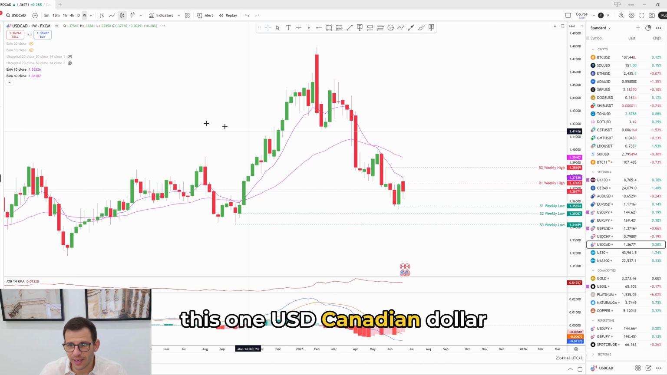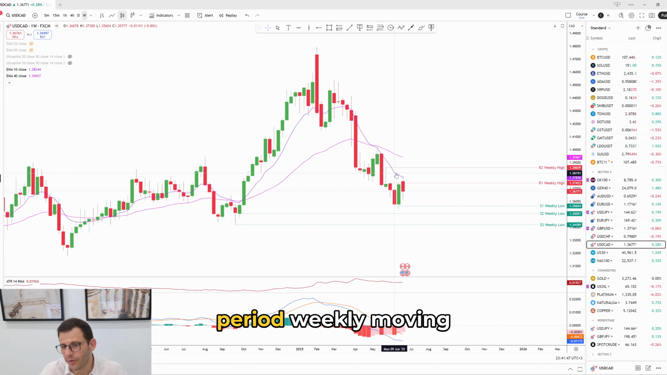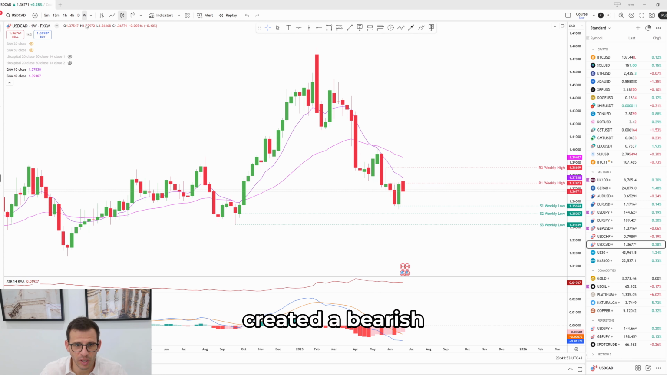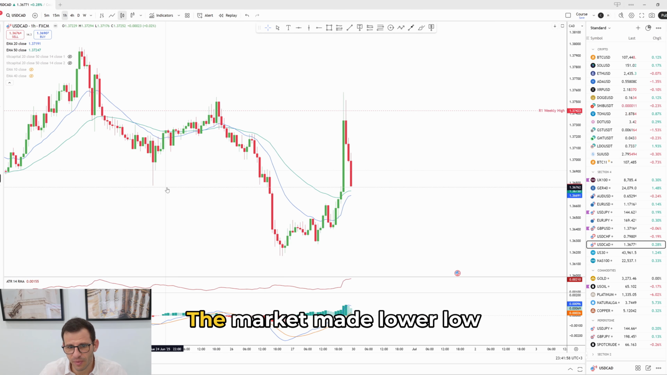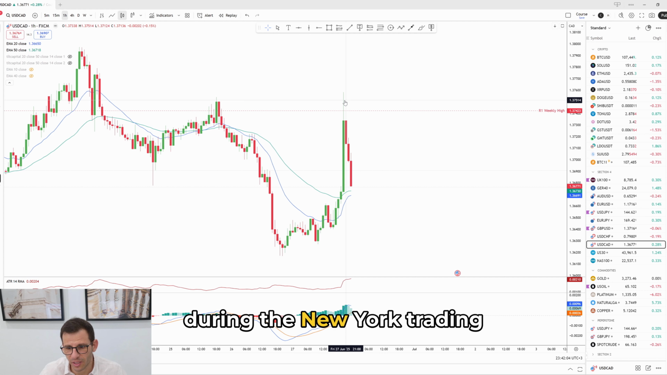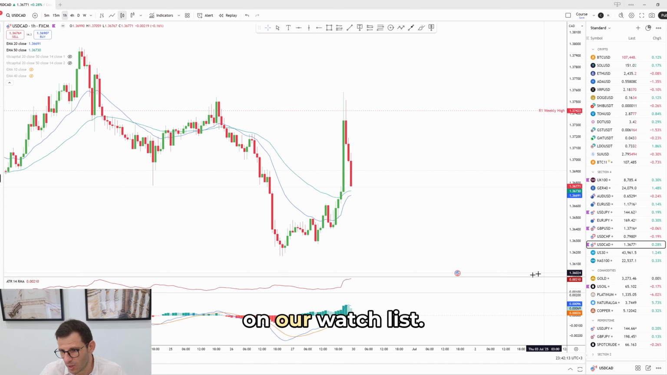USD/CAD weekly time frame. The price rejected the 10-period weekly moving average, already crossed below the 40, and now it created a bearish formation, which has bearish implications. On the hourly time frame, the market made a lower low. This high here got a false breakout during the New York trading session on Friday. And let's see if the market will continue in a downtrend. This is going to be another good one to keep on our watch list.